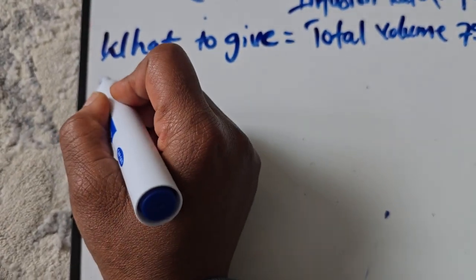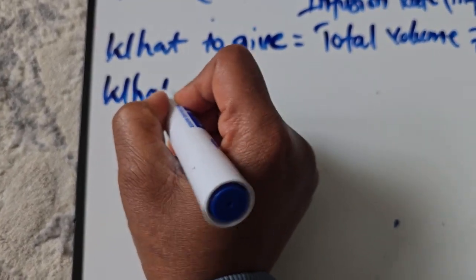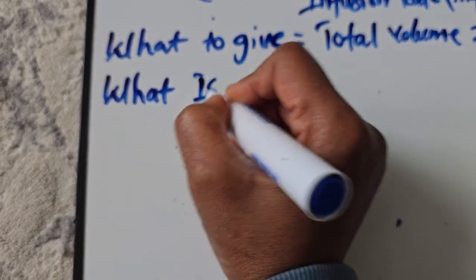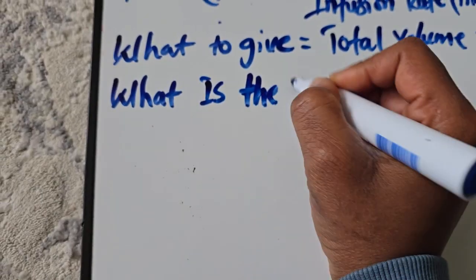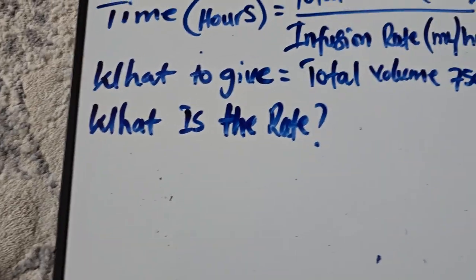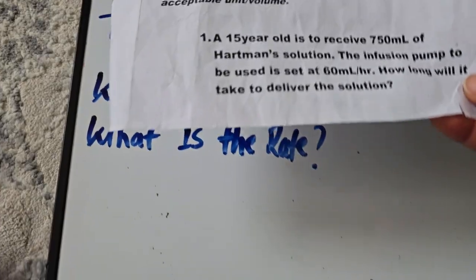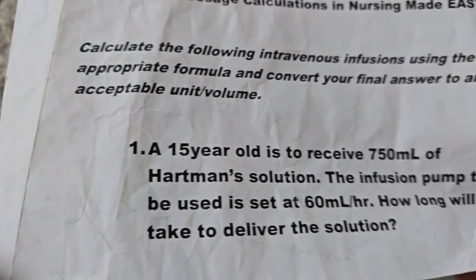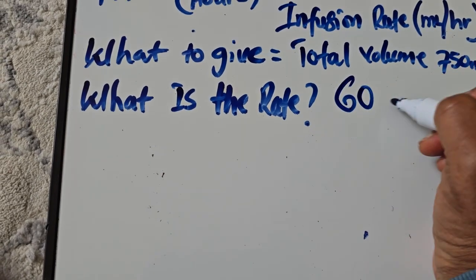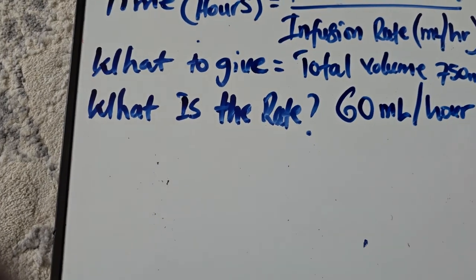So then here we're going to do what is the rate. I'll just cut it short because if I put identify the rate, it's going to be a long one. So what is the rate? And this will be seen in the question as we've mentioned. So this is the question. We look back at the question. It did say 60 ml per hour. You can see. So that is our rate, which is 60 ml/hour.